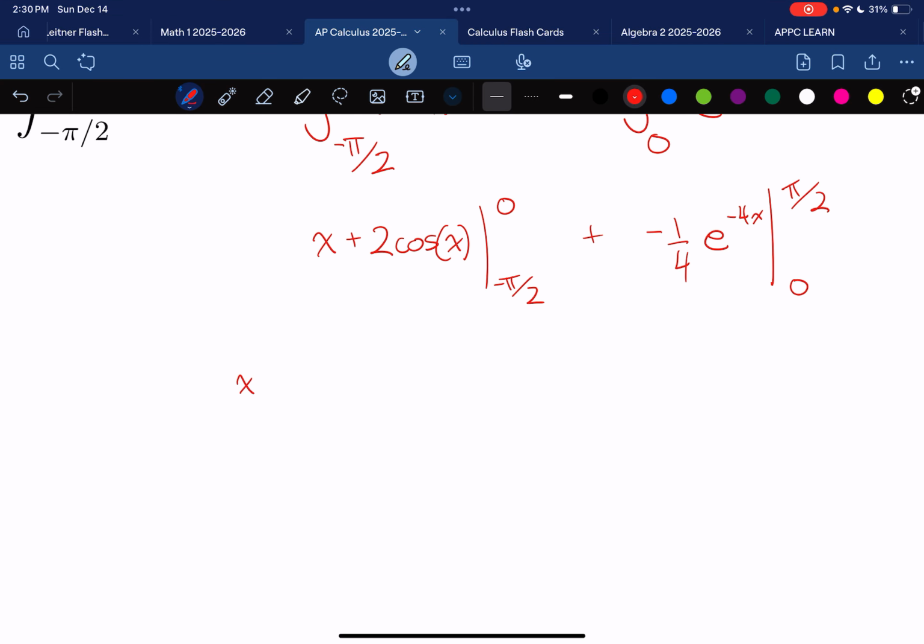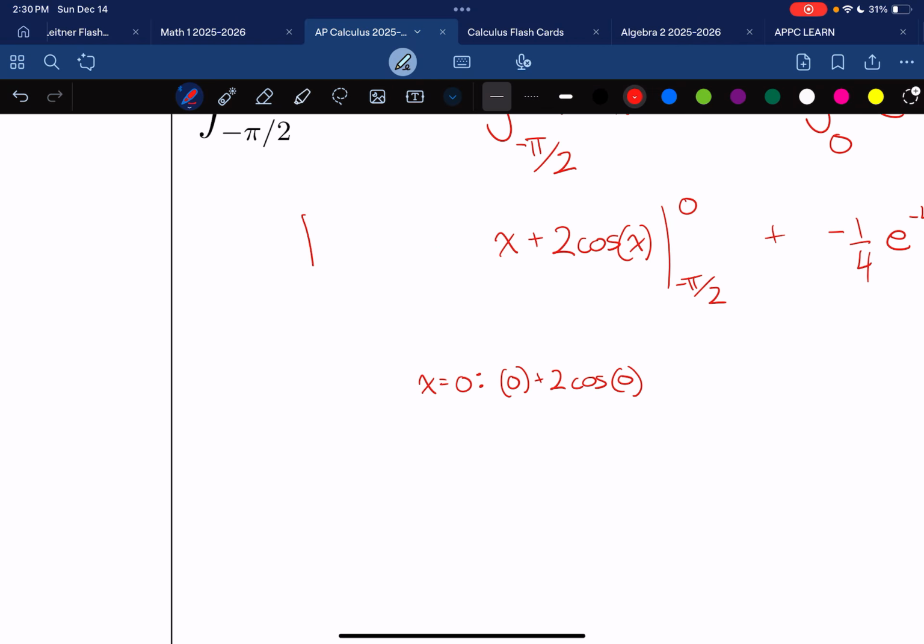When I say x is equal to 0, what's going to happen? I'm going to get 0 plus 2 cosine of 0. And cosine of 0, just as a quick reminder, is right here. Cosine is how far right you've moved. You've moved right 1 unit. Therefore, cosine of 0 is 1. And I need to multiply 1 times 2, which is 2. And 0 plus 2 is 2. So I can say this whole thing turned into 2.